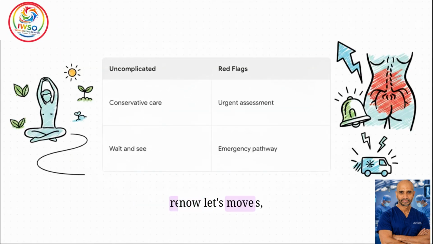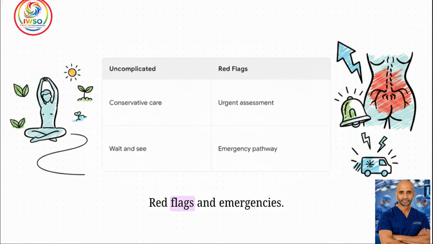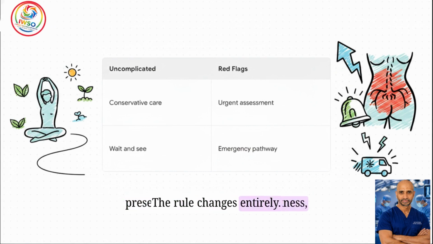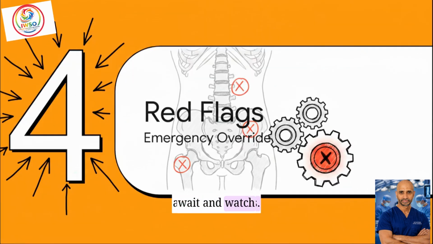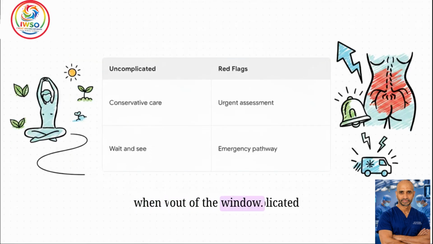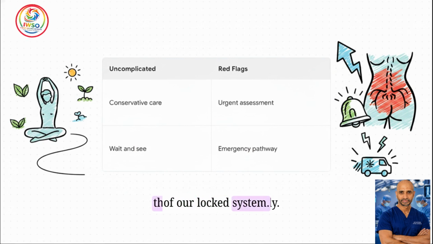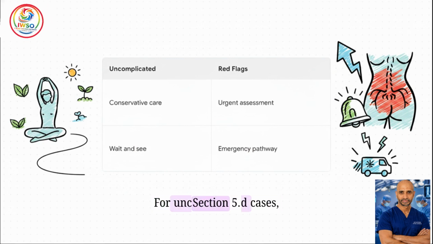Alright, now let's move on to section 4. Red flags and emergencies. Obviously, we contrast uncomplicated sciatica with red flag situations. The rule changes entirely. In that case, wait and watch is completely thrown out of the window. This triggers an immediate emergency override of our lock system. No passwords required.